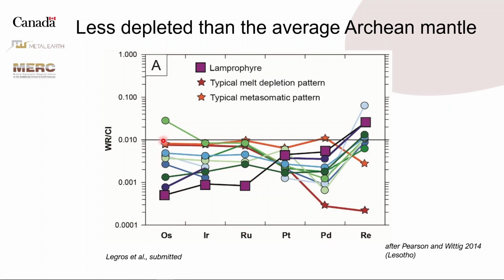Here I've put our samples, also in blue and green, the lamp profile, but also two typical patterns. First, the typical pattern for melt depletion in red here, with typically a low palladium that we also see in our samples, so there is some amount of melt depletion, but also the typical metasomatic pattern where you have an enrichment in rhenium, which we also see in our samples. So this is really a combination of the two. And this cannot be only due to the lamp profile host's metasomatism, because some samples are even higher than that.